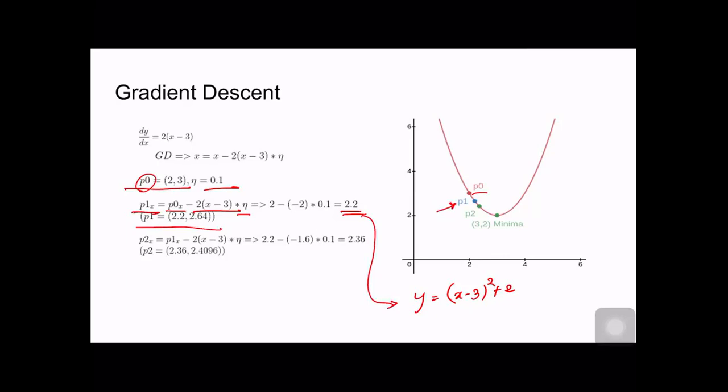On the graph here, you can see that it's the blue point. As you've noticed, we are moving closer to the minima. Again, if we use P1 to find P2, we get a little closer to the minima. And if we continue this maybe 100 times, we might actually reach very close to the minima. And that's basically gradient descent.